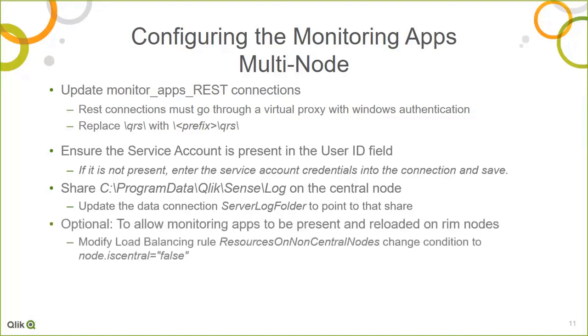And finally, this is optional, but this actually does then factor into the other decisions. If you want those monitoring apps to be present and reloaded on rim nodes, you need to modify the load balancing rule. So by default, there is a load balancing rule that is set up in your Qlik Sense environment that specifically excludes anything published to the monitoring app stream from appearing on any rim nodes. So you just need to remove that condition on that rule, and I'm going to go through that in the demonstration.